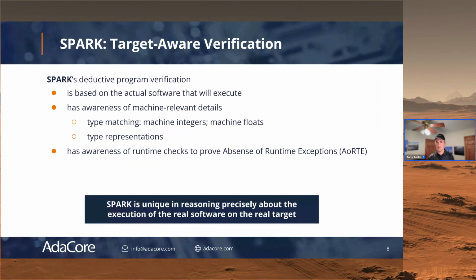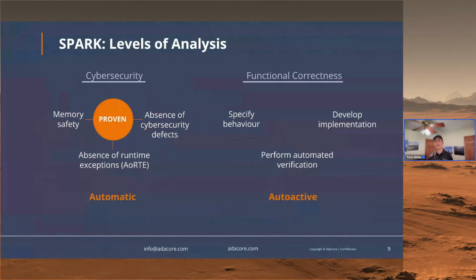We're not doing infinite integers. We're doing machine integers, we're doing machine floats. And as I said, if you have representation clauses that you've introduced for your records, Spark is aware of those. Finally, Spark has awareness of all of the runtime checks that are present in Ada, and it will use those to prove absence of runtime exceptions statically. So this makes Spark unique in the formal method space because you are able to reason precisely about the actual software that's going to execute on the actual target.